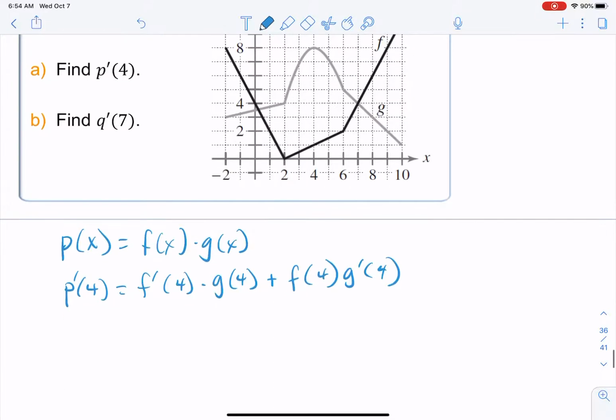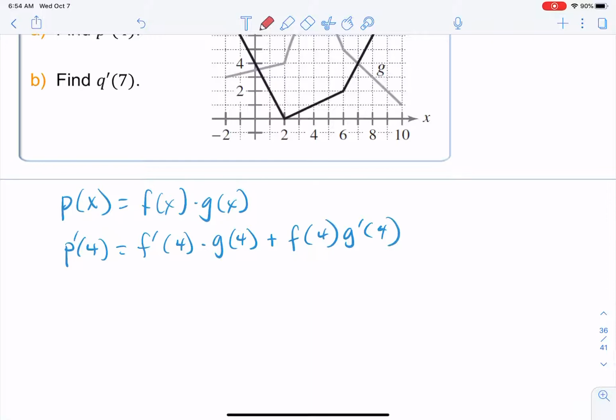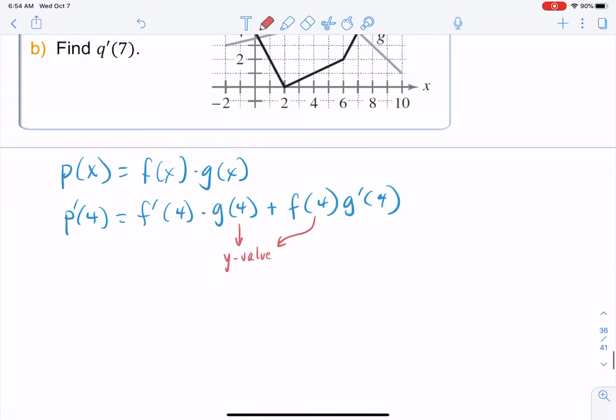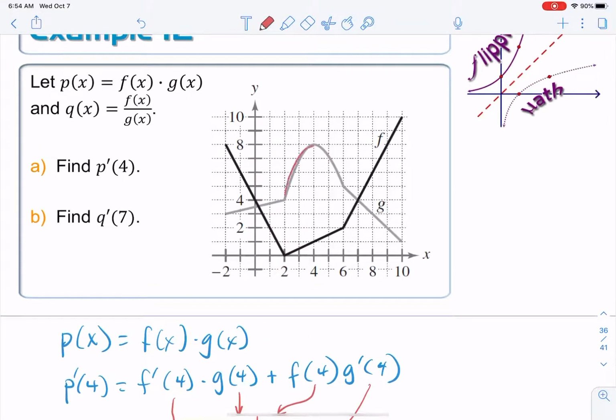Okay, now how I would do this then is everywhere there's just a function value, that's just going to be a y value from the graph, right? So both of these things are just y values. Anywhere there is a prime, so f prime of 4 and g prime of 4, in both of these cases, we're just going to get the slope of the graph there. Okay, so if it's a line, that part's going to be pretty easy. If it's this parabolic part that is right here, that might be a little bit more challenging, but I think that we can handle it.